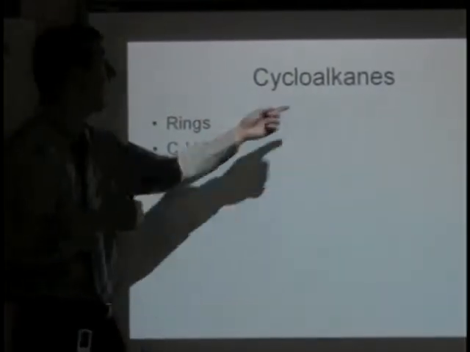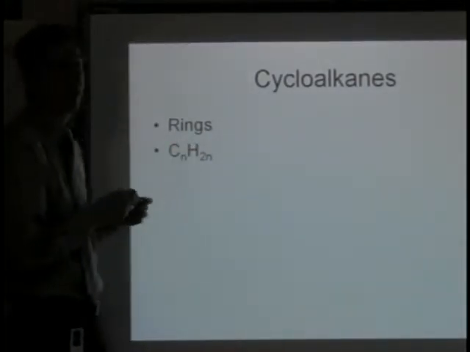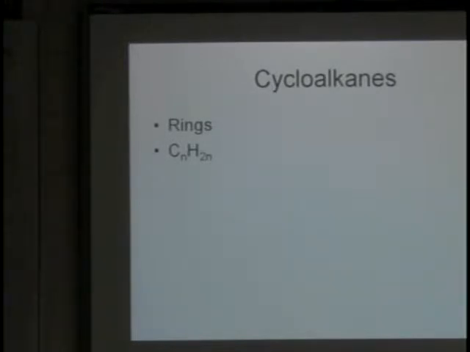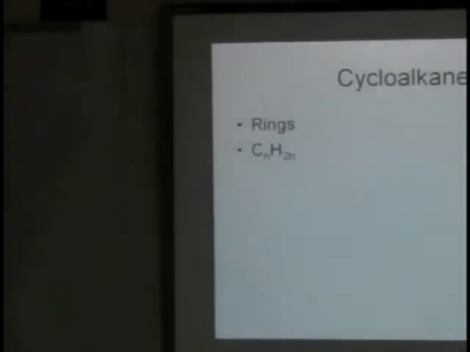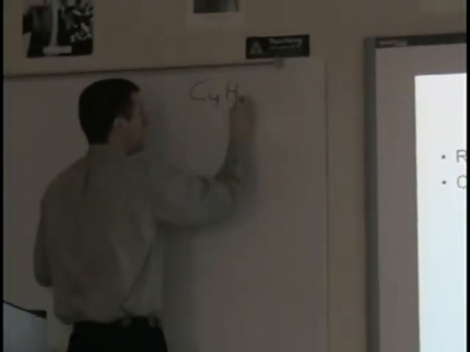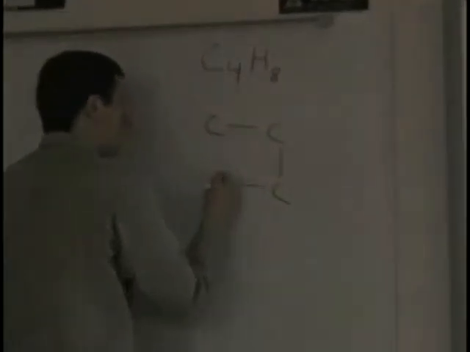So still alkane, meaning single bonds. Cyclo means it's going to be a ring. The general format of that is CnH2n. Give you an example here on the whiteboard of how about cyclobutane. Cyclobutane, but is the prefix for 4, so I know the formula is C4H8. Cyclo means it's in a ring.